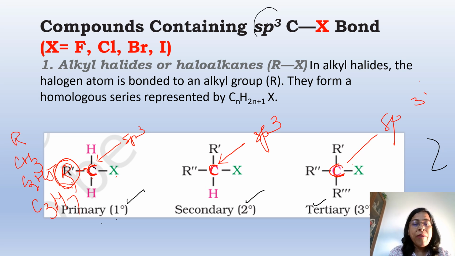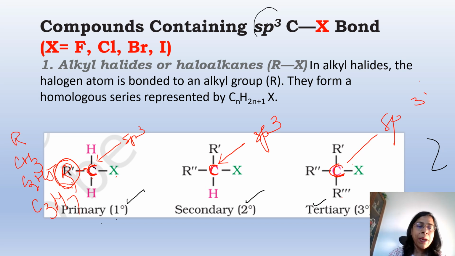This R may be different from this R, which is why they have written R dash and R double dash. This may be different from this, which is why they have written R triple dash. This R is different from this R, this and this R. Therefore, they have represented them by different notations: R dash, R double dash, and R triple dash.